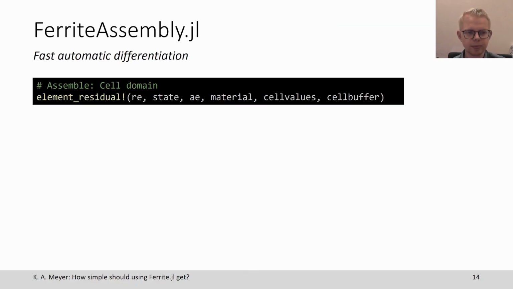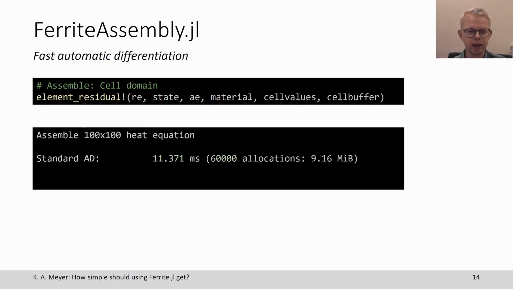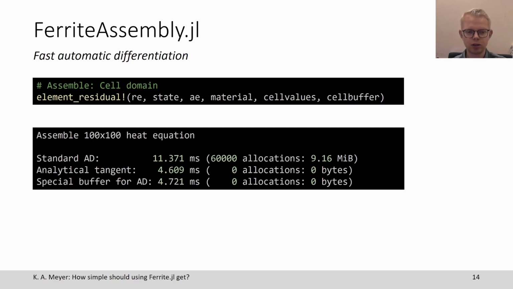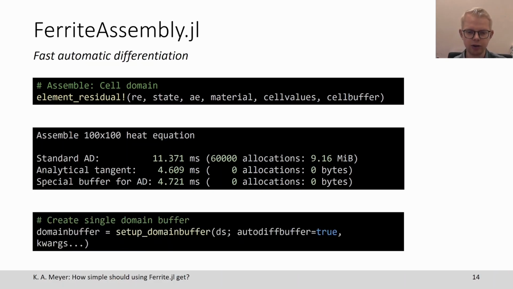And finally, it's quite nice sometimes, if you have a complicated material, you don't want to calculate all the derivatives, you want to use automatic differentiation. So you can assemble, for example, on the cell domain, where you define just the element residual. And if you do that using standard automatic differentiation, using ForwardDiff here, you'll end up with a time something like this, which compared to the analytical tangent allocates a lot and takes more than twice as much time. But FerriteAssembly comes with a nice special buffer that allows you to pre-cache some of the values, which will bring the time down to almost as fast as the analytical tangent in this case. And the only difference is you need to specify when you set up your domain buffer to use auto-diff buffer true.